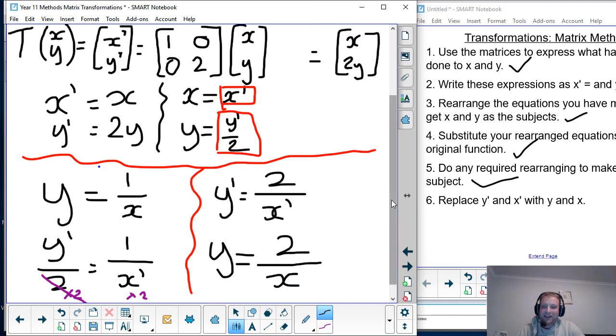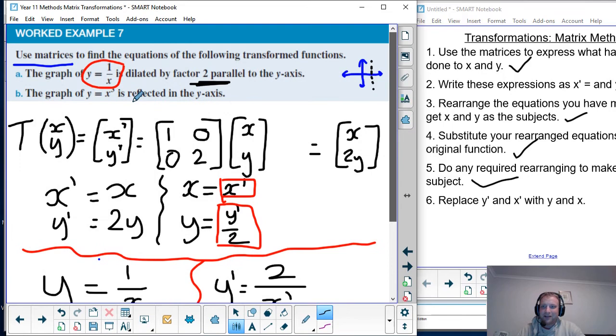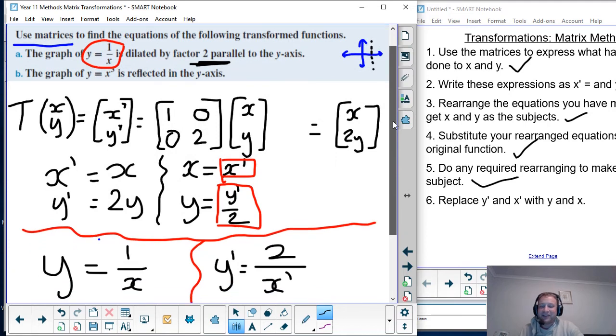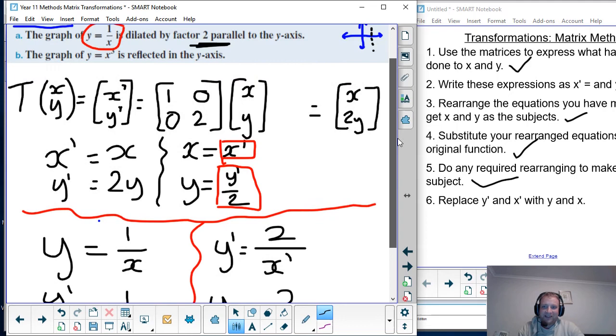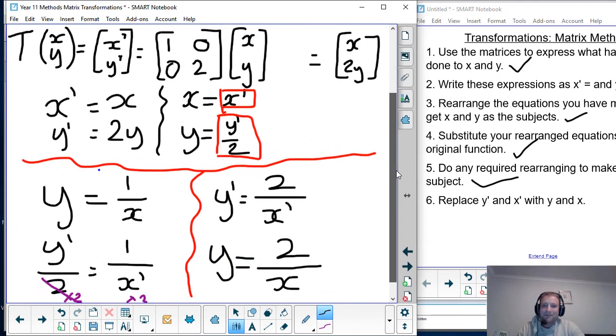From the very start, this question was really just saying we want to dilate by a factor of 2, which means we want it to be twice as steep. We have learnt previously that making something twice as steep just involves timesing by 2. So we probably could have seen that from the start. We just needed to double the equation. But what we're trying to practice is this somewhat complicated matrix method.